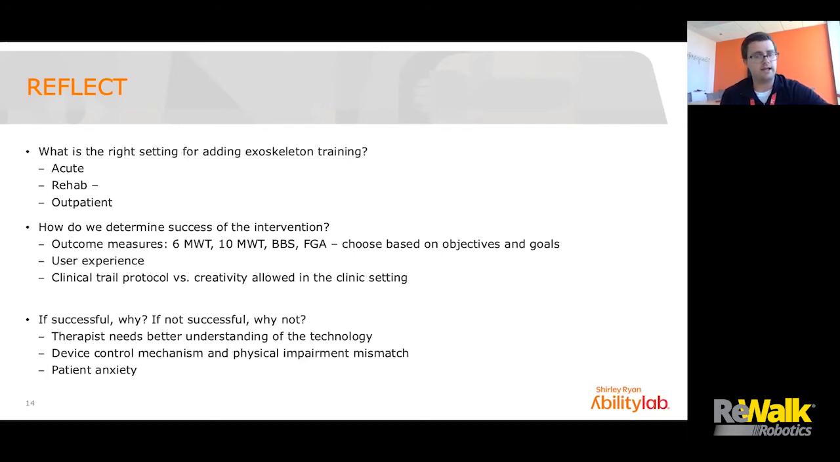And if I feel like that's okay, maybe it's the impairments and the device control mechanisms aren't lining up. And maybe someone's just so anxious they can't focus on what they need to do. And maybe you have to talk with them about, is this something you want to continue? Do you think you can get over that? Or maybe this is just not the right intervention for them at that time. And then that goes back to, maybe if that's in rehab, they can revisit this in outpatient when they're a little bit more comfortable moving in their body.